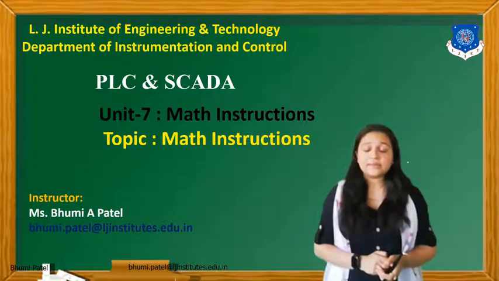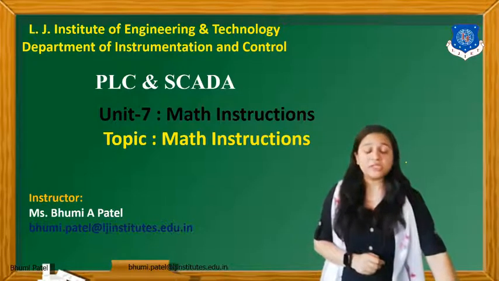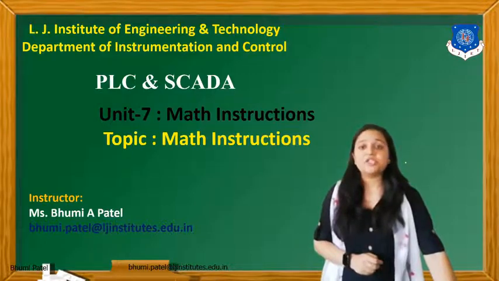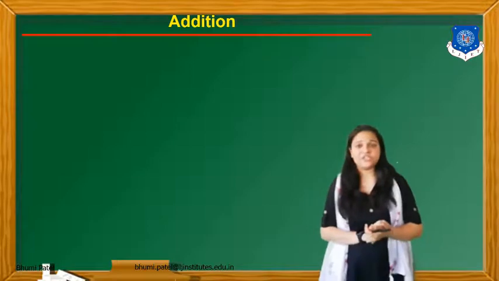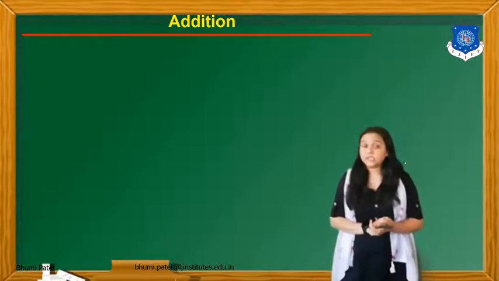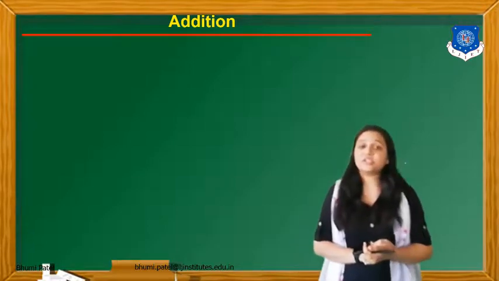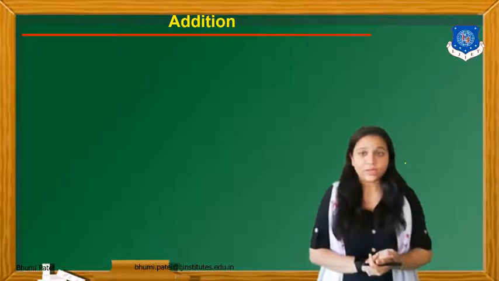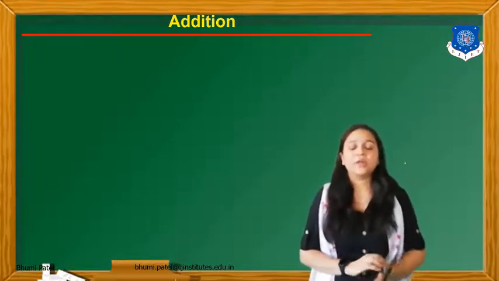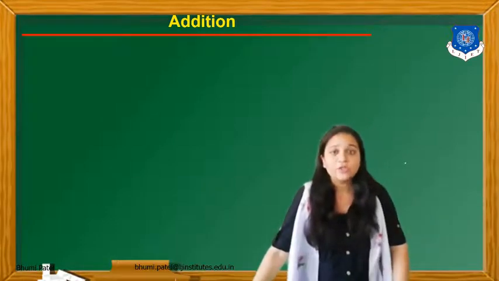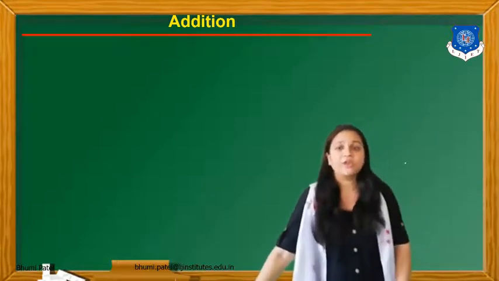In the last session, we were studying the logic build instructions in chapter number 6. Which type of math instruction have we studied in this chapter? The first instruction is addition. If we want to add two numbers for this particular PLC data, what is the instruction for the addition?